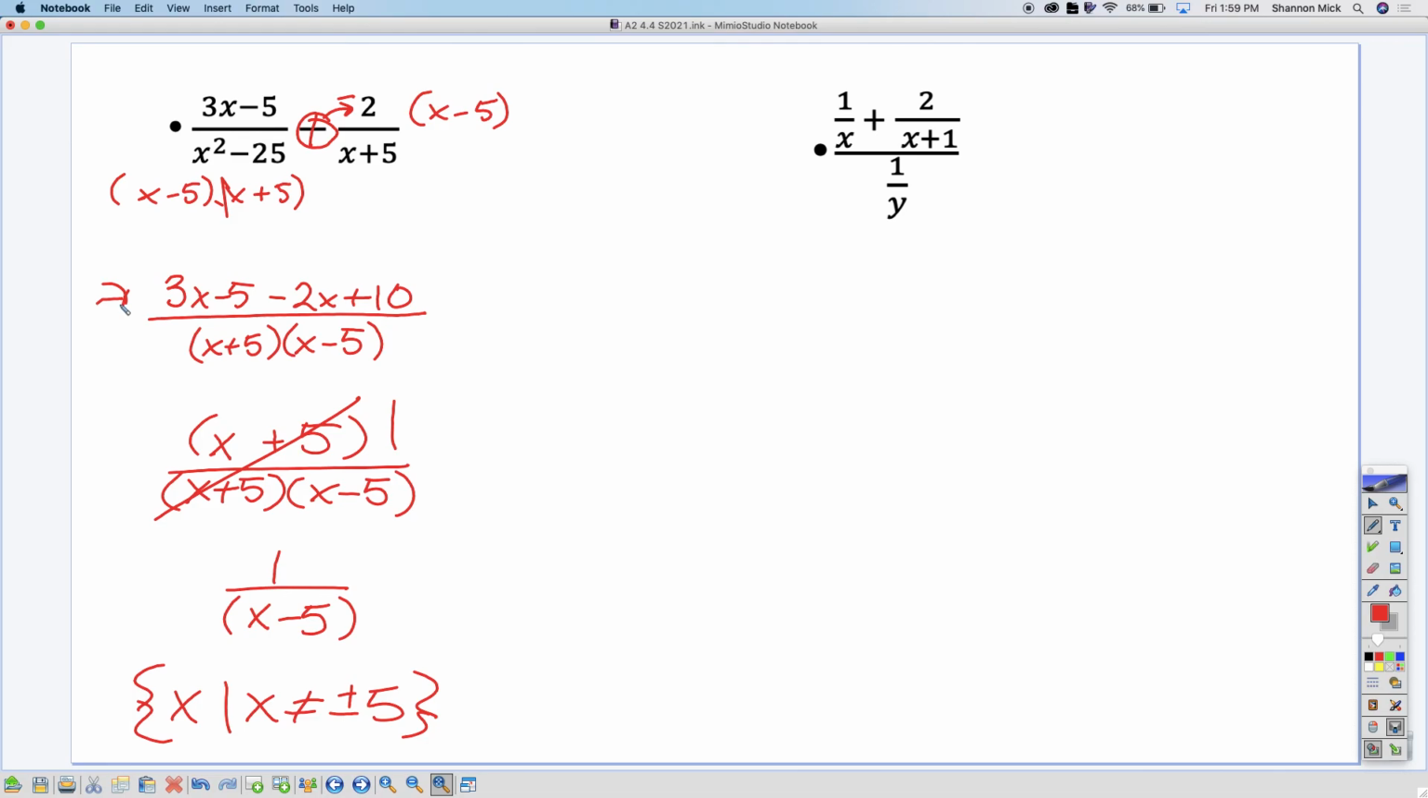How did it go? Well, first off, I multiplied the 3x minus 5 times the negative. Okay, the 3x minus 5, did I have to multiply it by anything? No, because both are active.